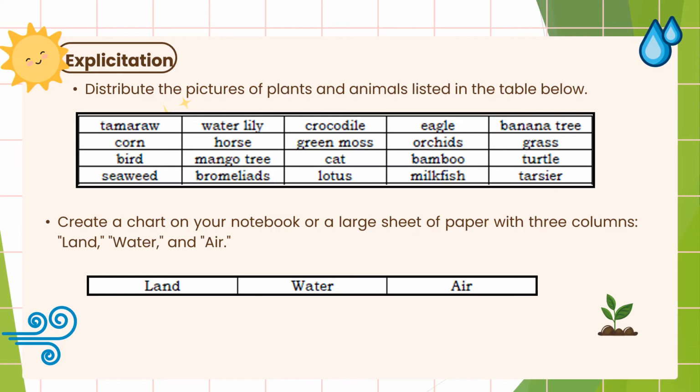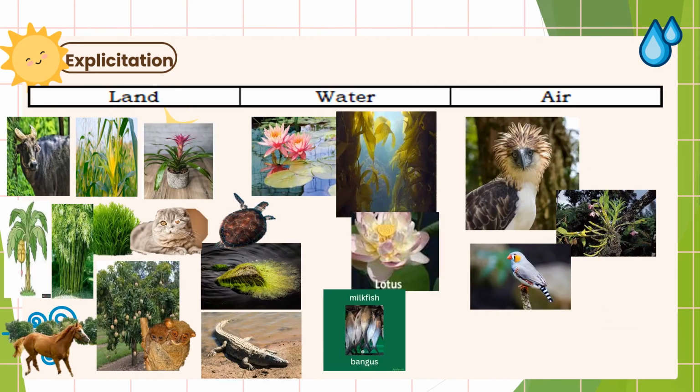Now this time, let us have an activity. Create a chart on your notebook or a large sheet of paper with 3 columns: land, water, and air. Then distribute the pictures of plants and animals listed in the table below. Okay, let's check if your answer is correct.